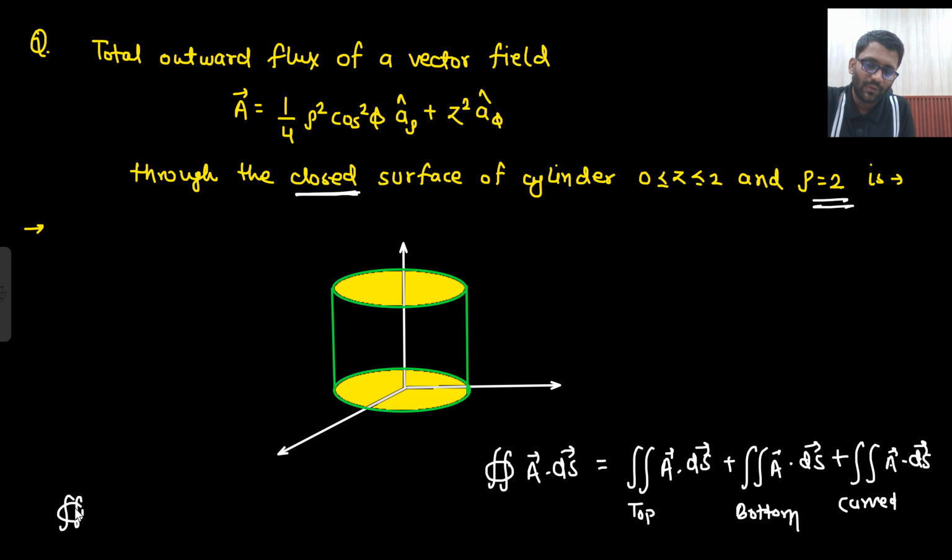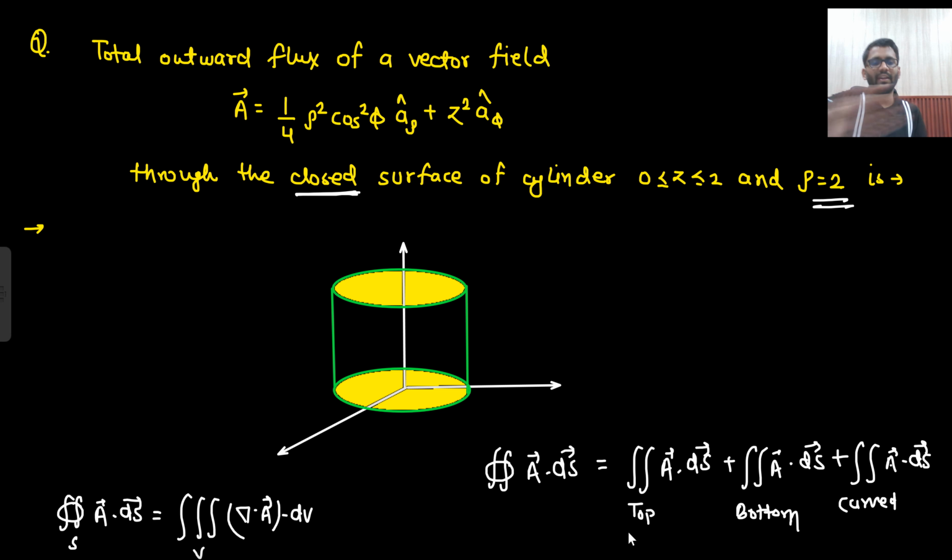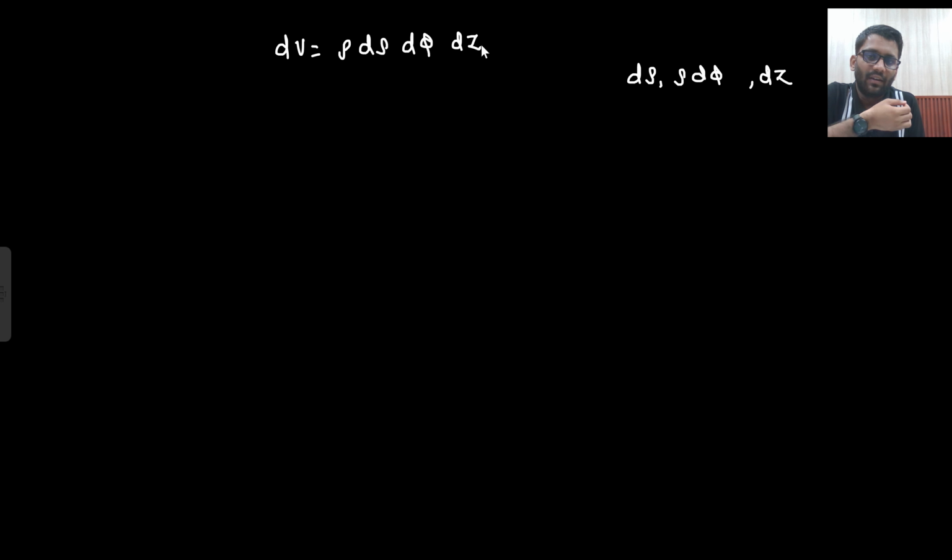What do you know? I know that A dot dS over the closed surface is the integral of del dot A dv. What will be my dv for a cylinder? d rho, rho d phi and dz. So dv will be rho d rho d phi dz.